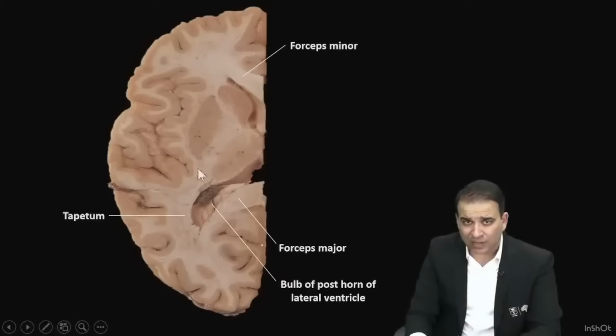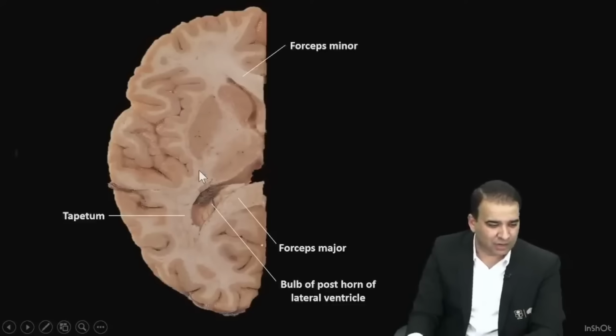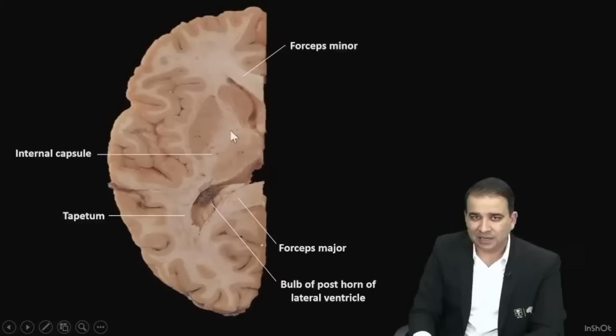Now internal capsule, look at this, guys. That's another view of internal capsule, where you can see the anterior limb of internal capsule, the genu of the internal capsule, and the posterior limb of internal capsule is visible here. So that's the internal capsule.